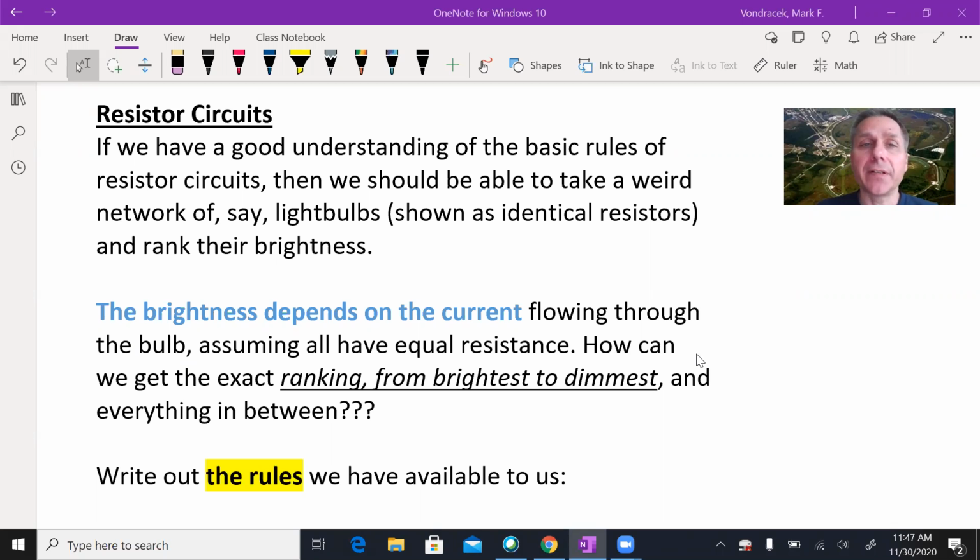The thing I have in mind for today is an example of a network of resistors. We can think of them maybe like light bulbs. Light bulbs can be represented as resistors on a circuit diagram. And we want to rank the order of brightness, from brightest to dimmest, of all these different light bulbs. If they're identical light bulbs, identical resistors, we have to figure out how much current is actually flowing through them. That will determine the actual brightness of the bulb.